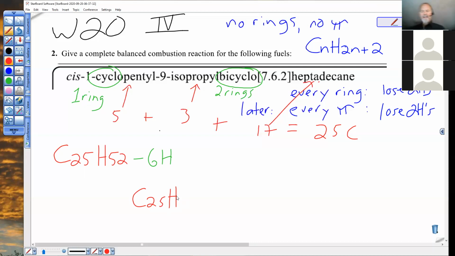Yes, I trust that even though some of you will have a phone right in front of you, you will not be using it. Your honor is on guard here. So 52 minus 6 is 46. And what are you reacting it with? Oxygen. You got to know that. I'm not going to tell you that. What are you producing? You have to know the two products always. CO2 and water.